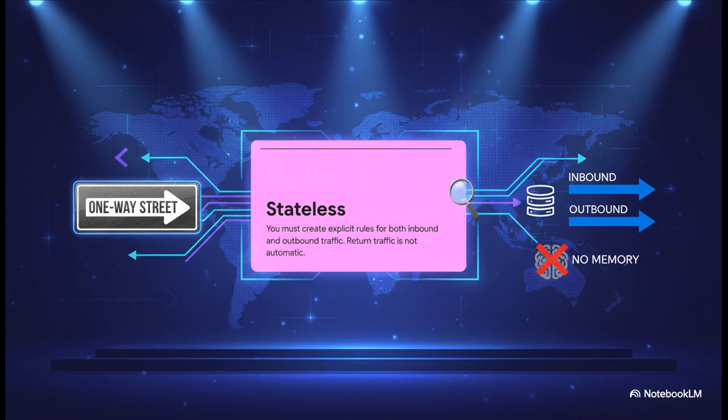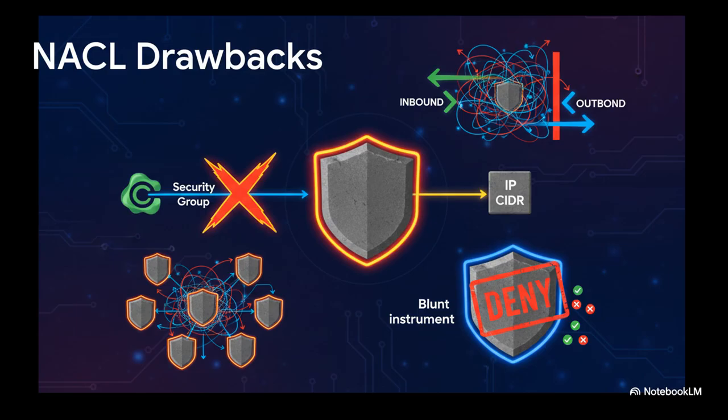They are stateless. Think of it as a bouncer at a one-way door. If you create a rule to let someone in, the NACL immediately forgets about them. For them to get back out, you have to create a completely separate outbound rule. This lack of memory adds a ton of complexity. And because of this stateless nature, you run into some real headaches.